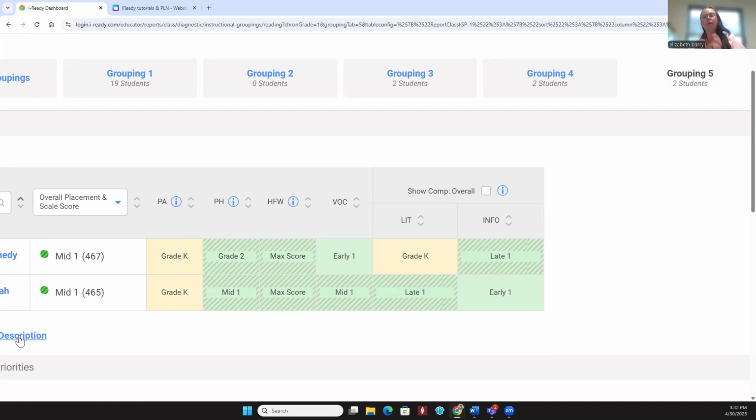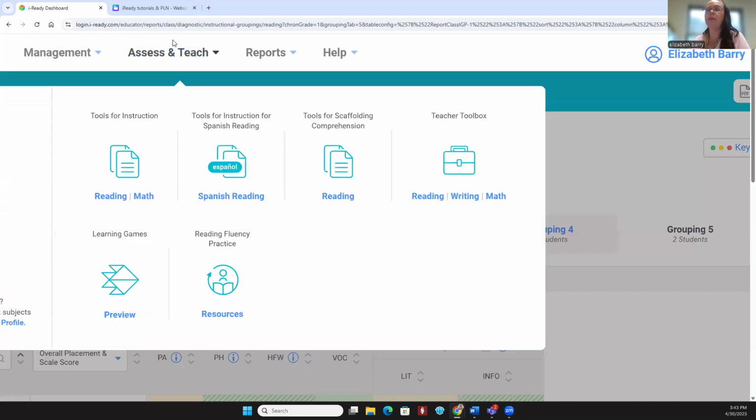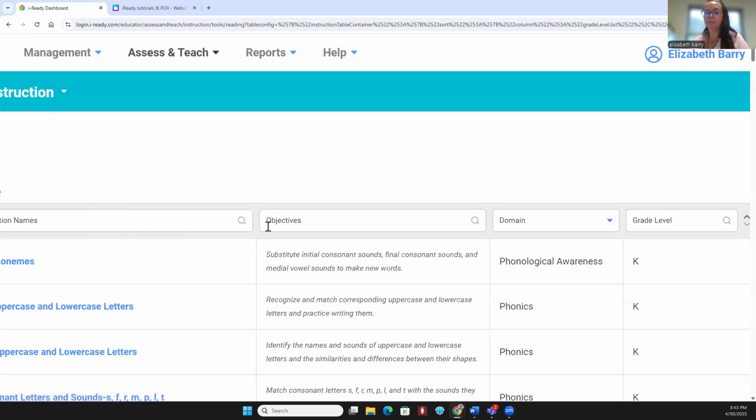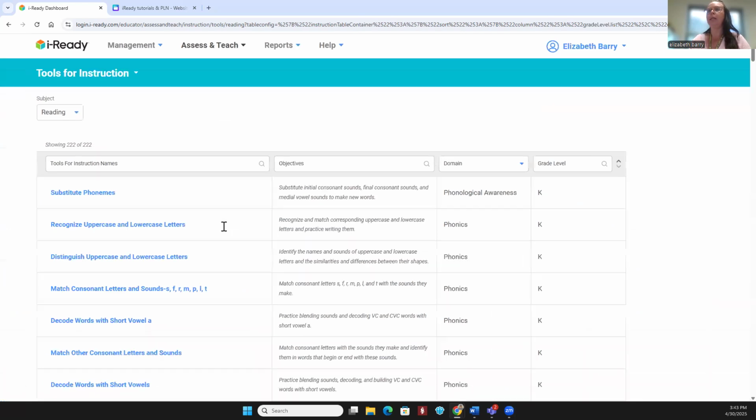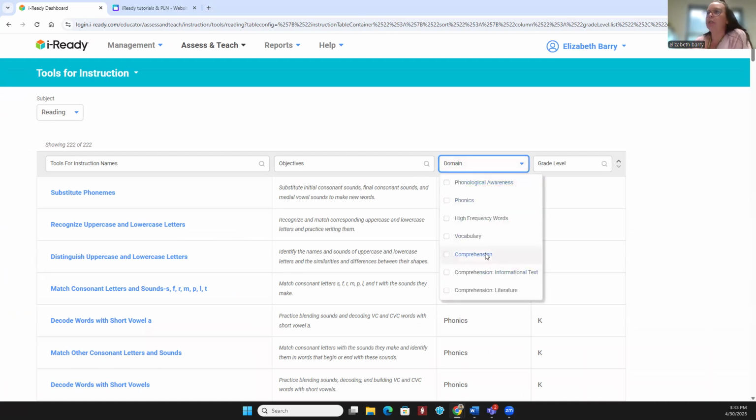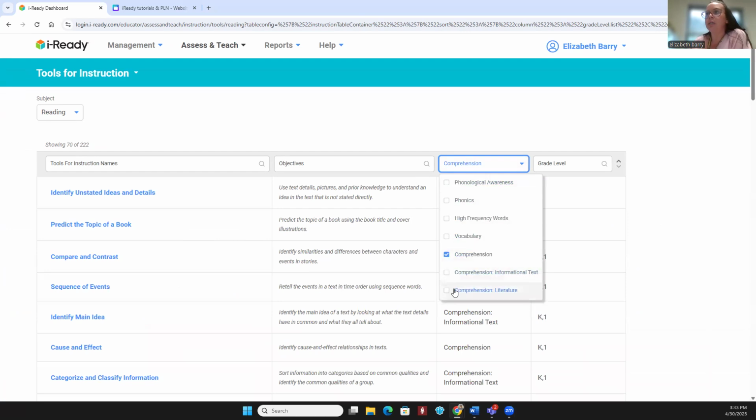So once you have the focus areas of your groups, you're going to go to the top to assess and teach, tools for instruction, and click on reading. And here it's going to give you a plethora of lessons and activities. So I always like to sort by domain, because as I just showed you, we're going to look at what domains each different group is struggling with. So for my groups that were struggling with comprehension, you can click comprehension. This is going to show you both the informational and fiction.